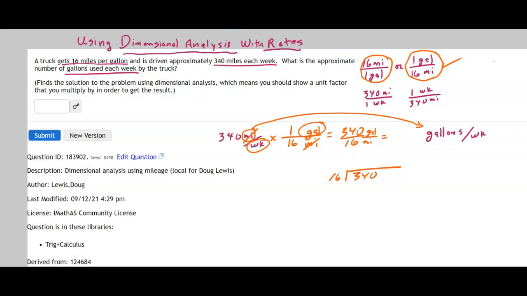16 goes into 34 twice. That's 32 with a remainder of 2. So bring down the 0, we get 20. Put our decimal point there. 16 goes into 20 once. That's 16, and the remainder is going to be 4.